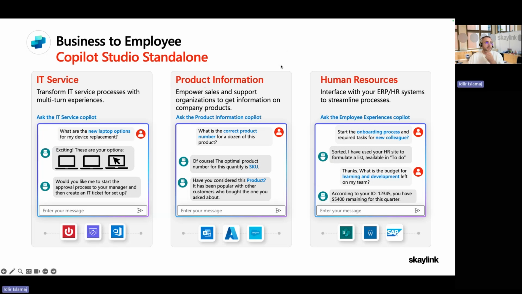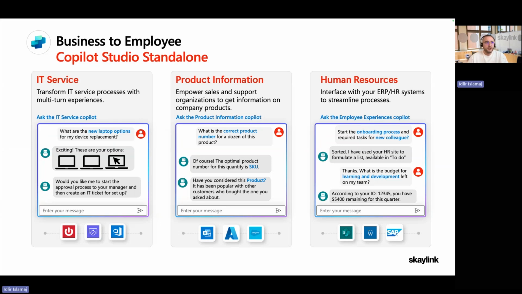Then we have product information. You have the ability to empower sales and support organizations to get information on company products. So employees can go to the bot and ask about different kinds of product information or services that the company is offering, and then get that information really quickly.